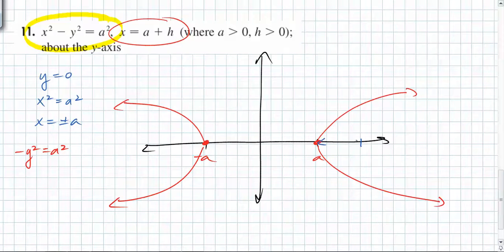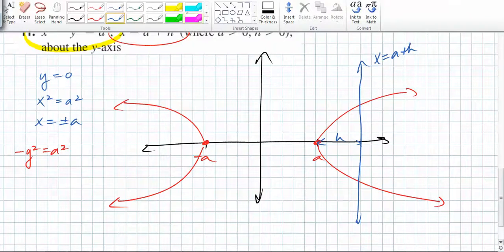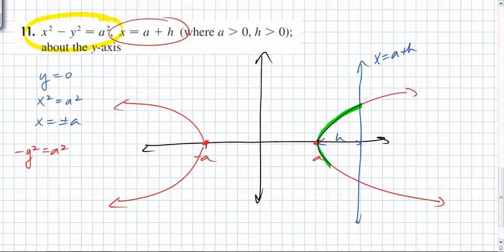So let's put it right here, and we'll call this distance H. So what is this vertical line right here? X equals A plus H. So now do we have our enclosed region? We sure do. Our enclosed region is now right here. Awesome.